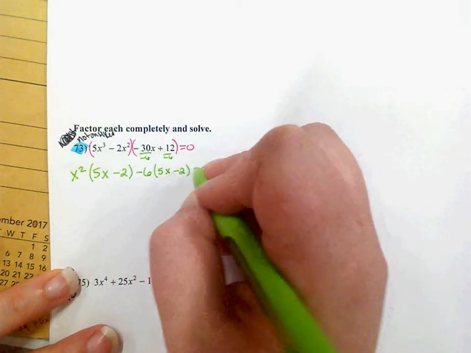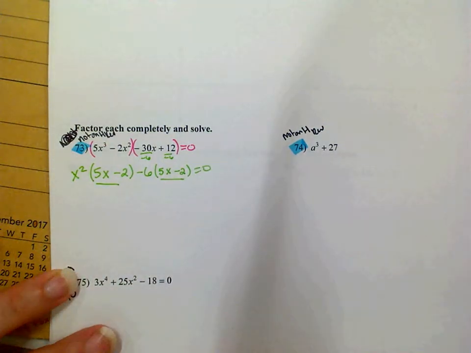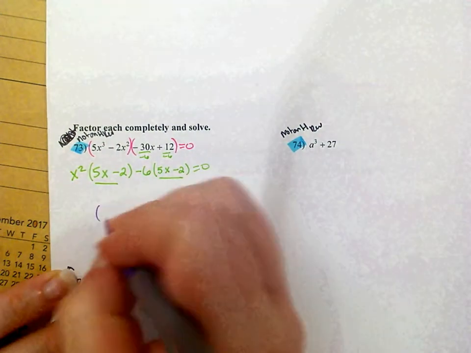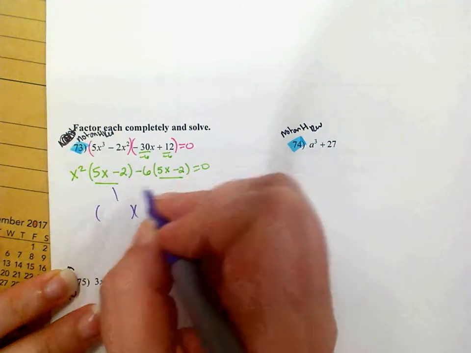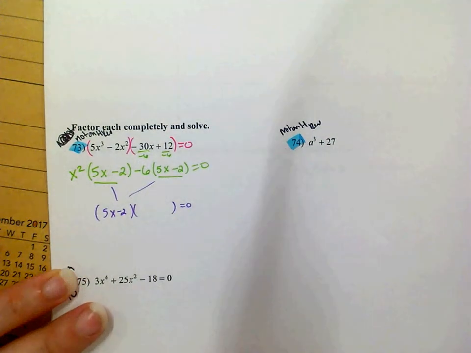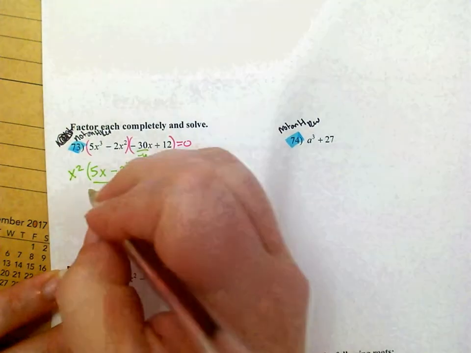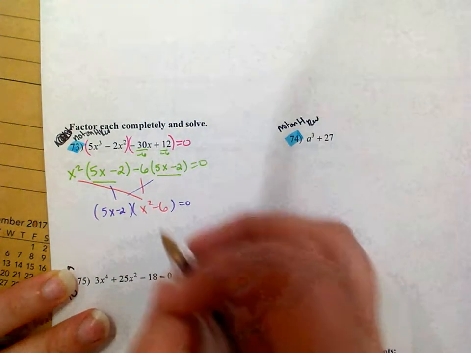So remember, the whole goal is to get these the same, yeah? So now I've got this. I factor out the 5x minus 2, and it becomes 5x minus 2 times x squared minus 6, whatever you're left with, x squared minus 6. So then I want to solve each of these.